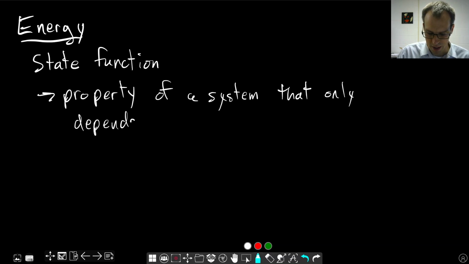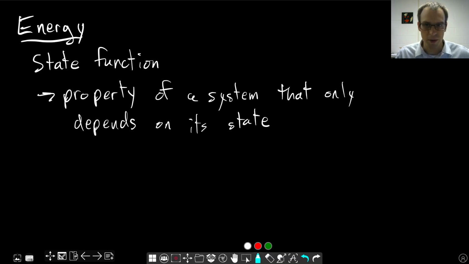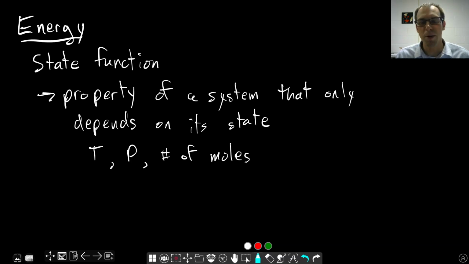Now, what do we mean by state? We mean just what are its characteristics. In terms of its physical properties, like what's its temperature? If it's a gas, what pressure is it at? The state would also be how much of it there is, so the number of moles would be part of the state of a system. And how much energy is associated with a given system only depends on what parameters are associated with it. It doesn't matter how it got to that state.